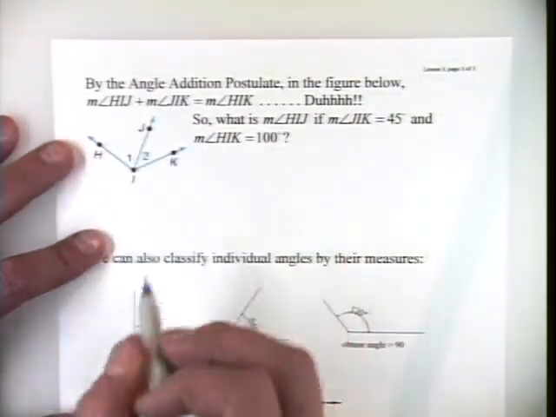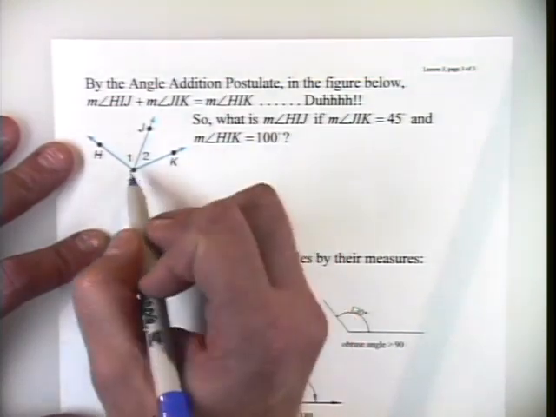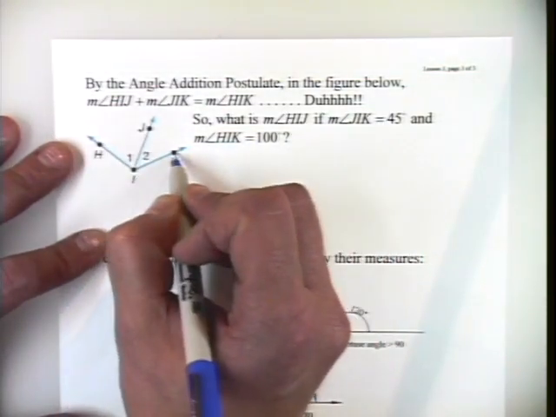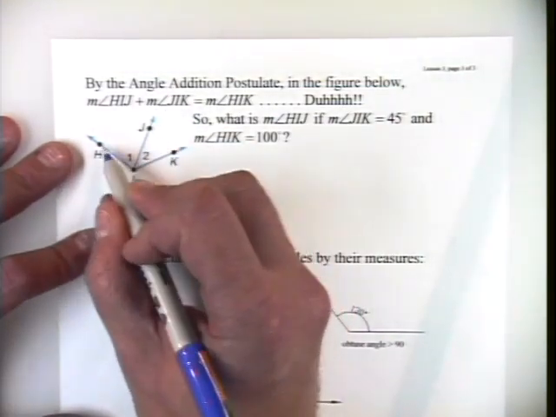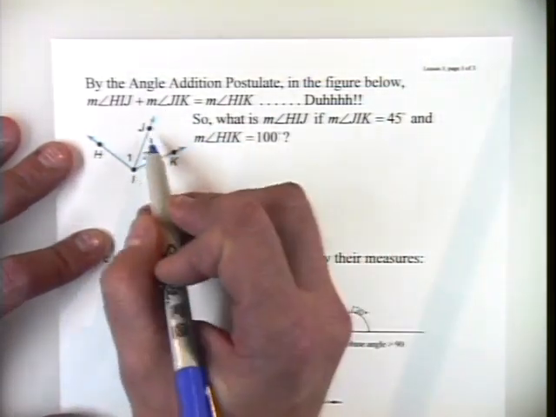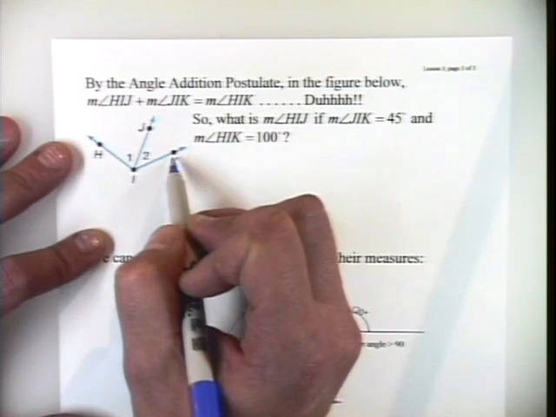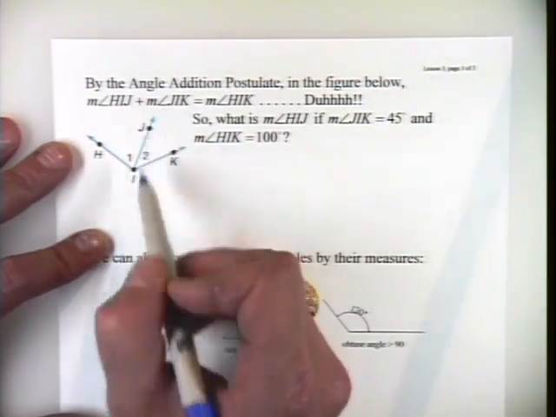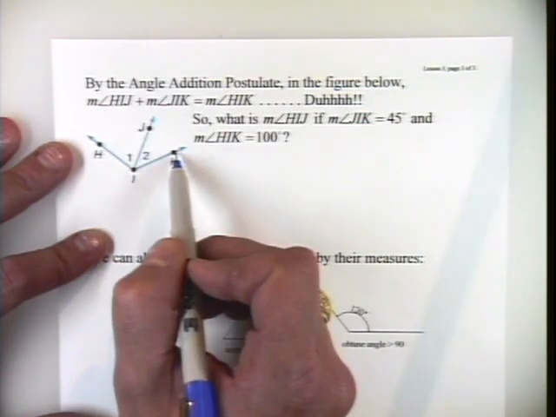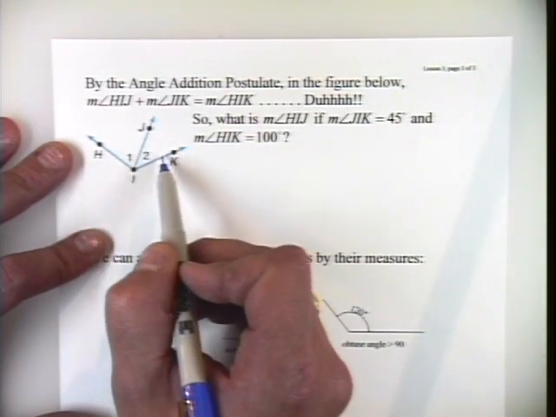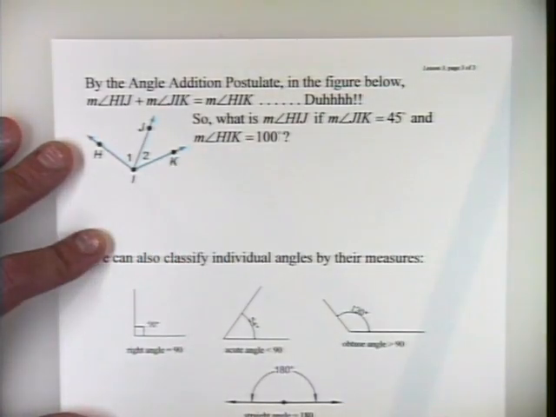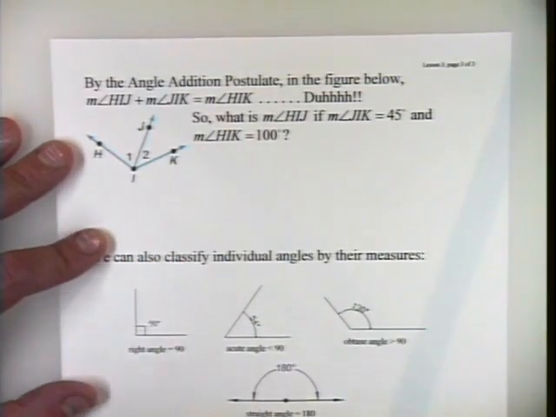Notice I have two different angles here, angle 1 and angle 2. I can call the entire angle, angle HIK. And it's composed of two smaller angles, angle HIJ and angle JIK. Basically what the postulate says, if I take the measure of HIJ and add it to the measure of JIK, I should get the measure of the entire angle, angle HIK. Right? Well, really, that's kind of a no-duh statement. Let's put it to work here.